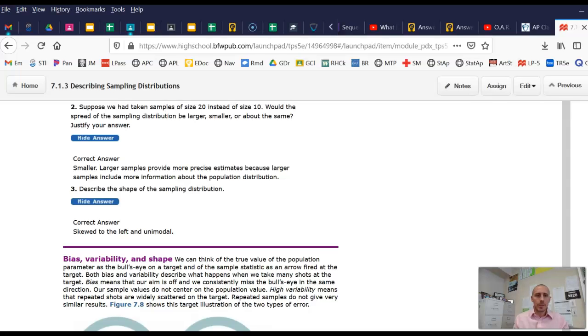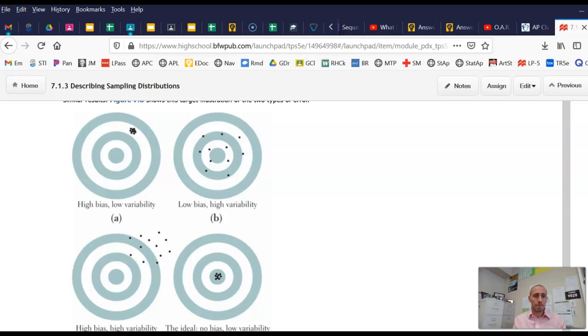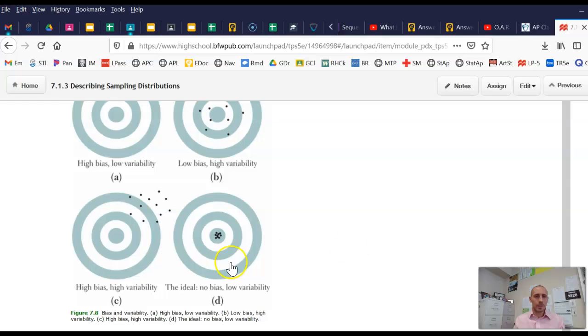So let's talk about a couple of things. We have bias, variability, and shape. If we think about a dartboard here, high bias means we're not aiming in the right place. It's not centered at the right value. Low variability, we're very precise, but we're consistently missing the mark in the same spot. Low bias, we have some under and over estimates, but on average, we're hitting the mark. High variability, we're all over the place. High bias, high variability: we're consistently over or underestimating, so we're not hitting the mark, and we're all over the place.